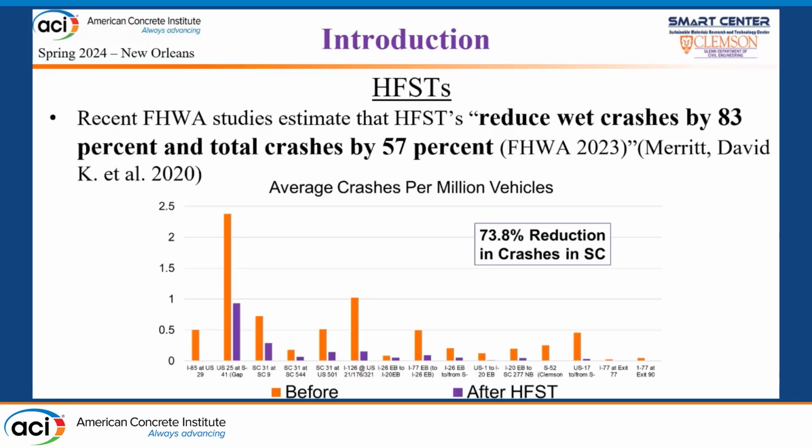And that's been proven based on Federal Highway Administration and SCDOT data, where the Federal Highway Administration found that wet weather crashes were reduced by over 80% and total crashes were reduced by 53%. SCDOT data backs that up with a 73% reduction in crashes. So the main question becomes, how do we apply these to more situations?